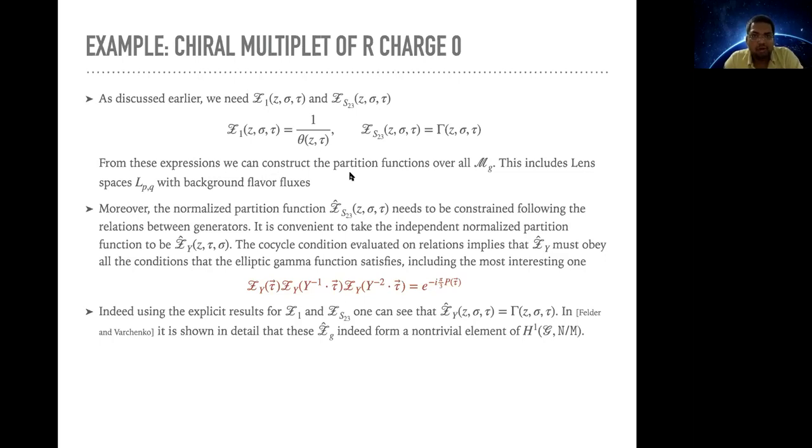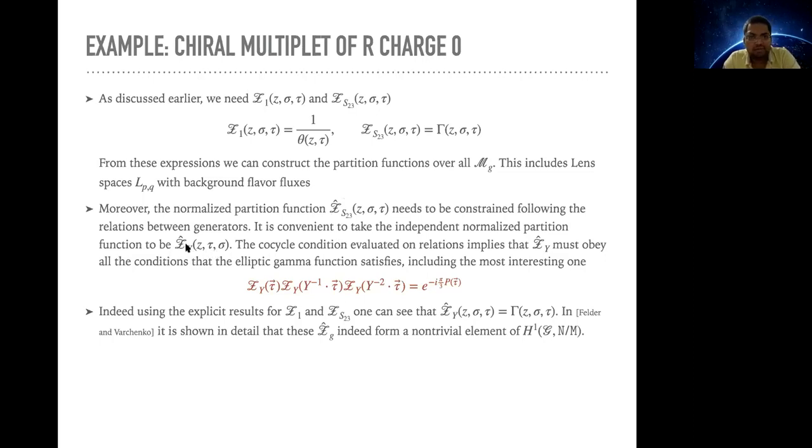Now, this is the story of constructing the things that you don't know from the things you know. How about the constraints that you get from the group relations, the relations on the generators? You can either think of the relations on S23, or instead of S23, you can take Zy to be the independent normalized partition function. I just swap this for this, and then you can think of constraints on Y, and it turns out to be slightly convenient to do that.